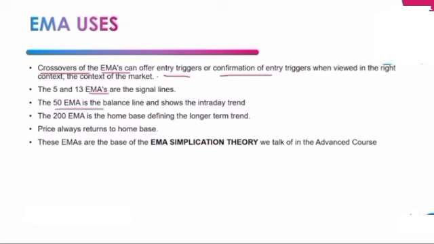The 50 EMA is the balance line and shows the intraday trend. The 200 EMA is the home base defining the longer term trend, right? Then price always returns to the home base. It's actually a proverb that you should pick up from there. These EMAs are the base of the EMA simplification theory we talk of in the advanced course.